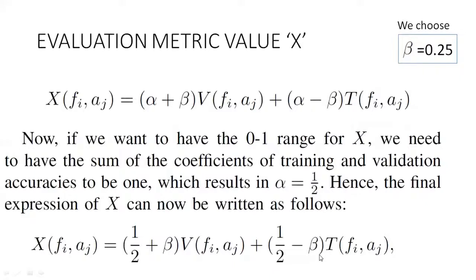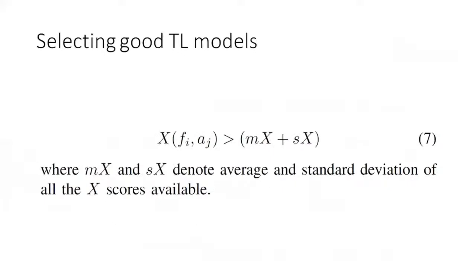And beta is an application dependent hyperparameter, because beta denotes the variance parameter, the weight for the variance term, and depending upon the variance that exists in the images, we can set our beta. Now, we select those models with X greater than a certain threshold.